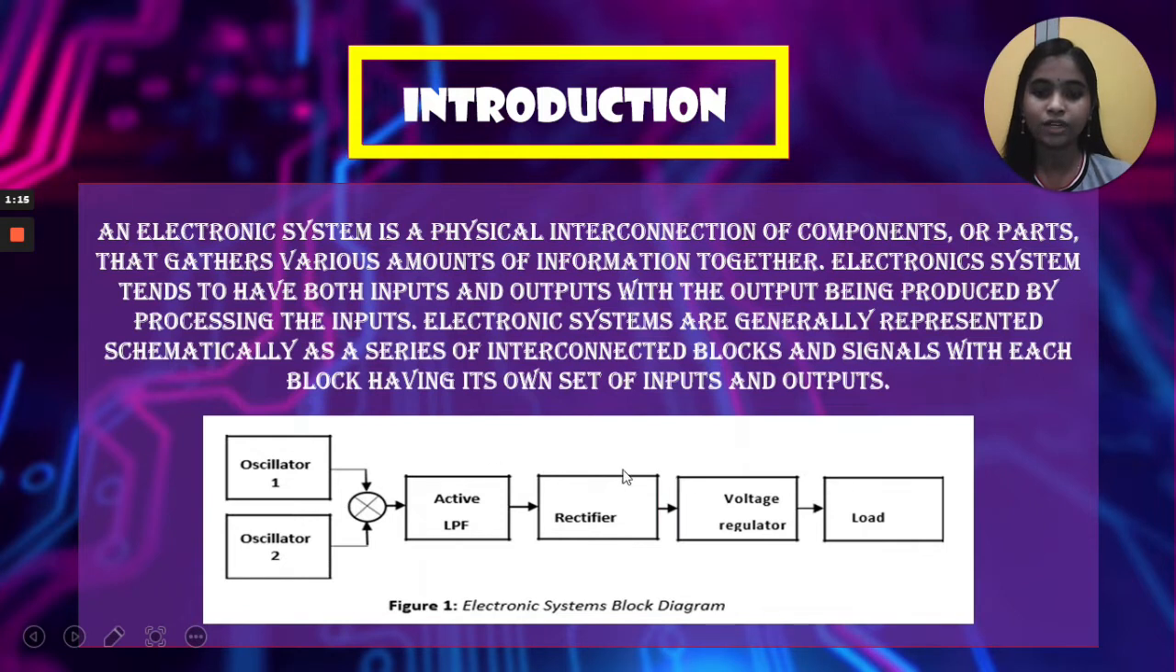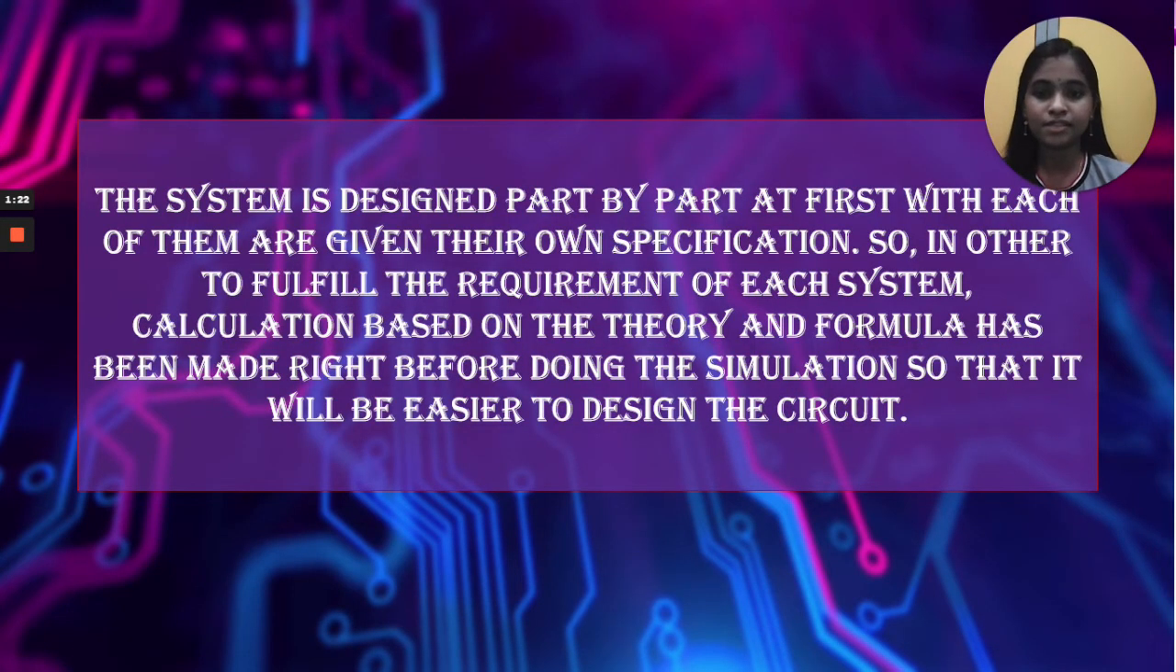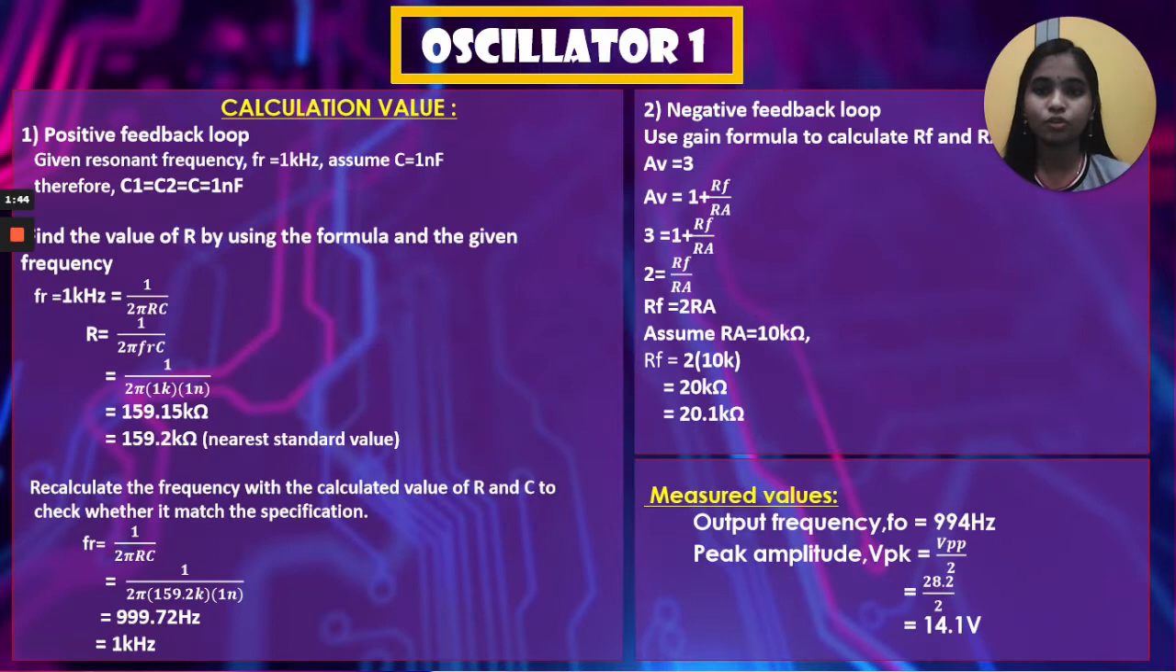This is figure 1. Figure 1 shows the electronic system block diagram. The system is designed part by part, at first with each of them given their own specification. So in order to fulfill the requirement of each system, calculation based on the theory and formula has been made right before doing the simulation, so that it will be easier to design the circuit. And now I'm going to present oscillator 1.